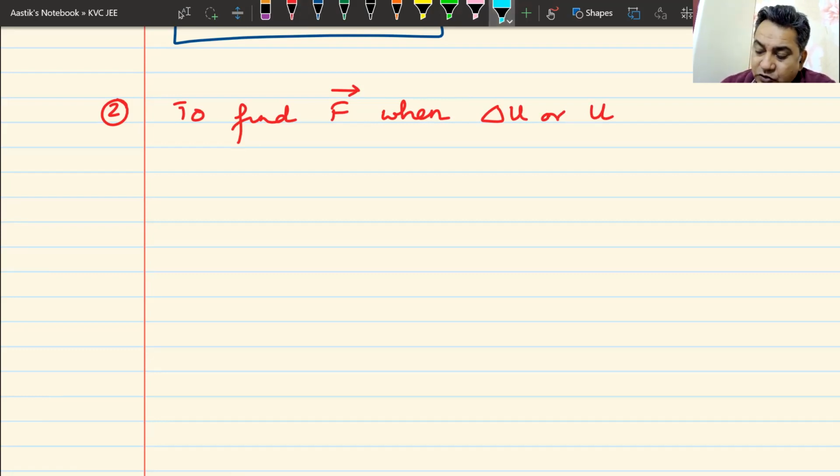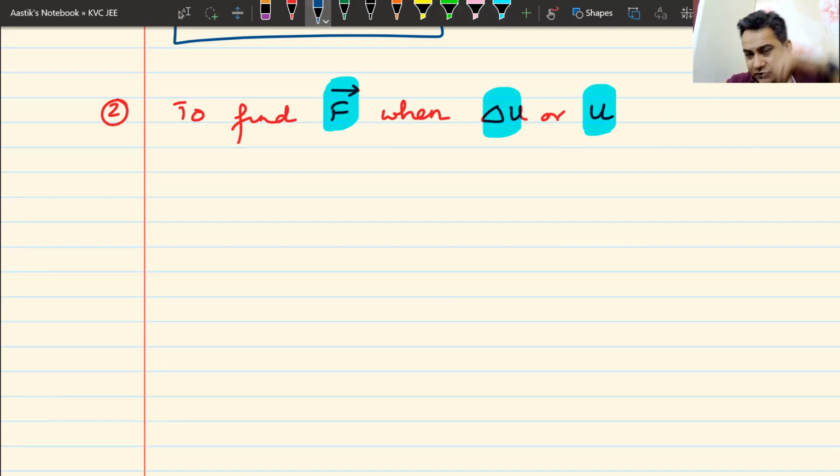So here what we are going to do is we are going to calculate F when delta U or U, the function of energy, is given. The reverse of this. In the first case, we had force which was given to us, and we were calculating the change in gravitational potential energy or change in potential energy. In case number two, force is to be found out, energy is given as a function. How do you do that?